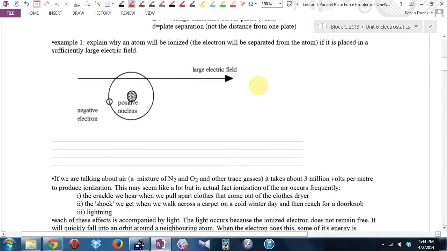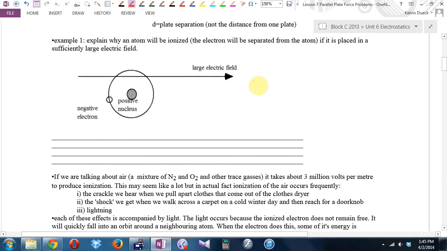Okay. Example 1 says, explain why an atom will be ionized. Explain why an electron will be ripped off of an atom if you place it in a sufficiently large electric field. So we have a negative electron. Let's actually put that negative electron right there.